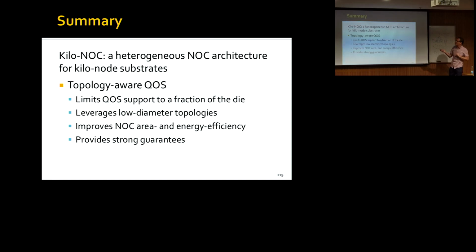But basically, it's a heterogeneous network on chip architecture for large-scale networks. And one of the issues with large-scale networks is you don't want to support quality of service everywhere. As a result, you introduce heterogeneity in terms of quality of service. You limit the quality of service support to a fraction of the die. And you leverage low-diameter topologies, MECS, multi-drop express channels being one of them in this case, to get to that quality of service region. And you can improve NOC area and efficiency and provide strong guarantees.